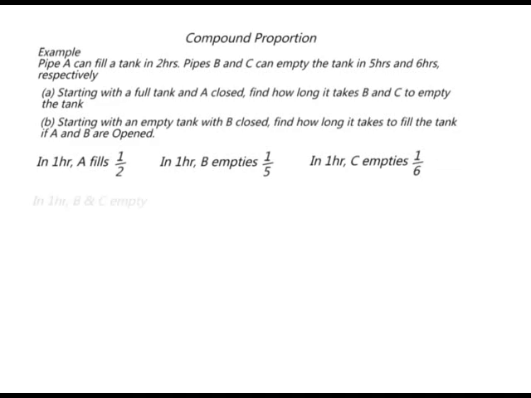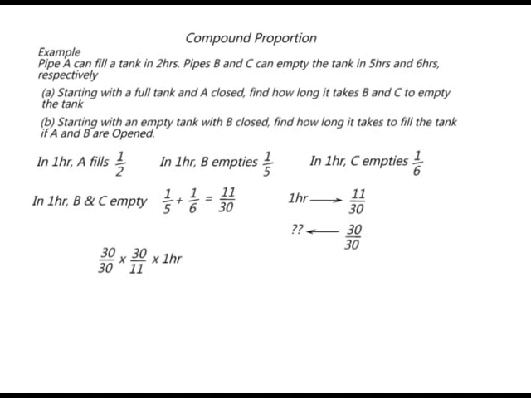And so A, if B empties 1 over 5 in 1 hour and C empties 1 over 6 in the same 1 hour, what fraction will they empty if they are combined? We simply add those two fractions. 1 over 5 plus 1 over 6 will give us 11 over 30. And so in 1 hour, they will empty 11 over 30. How long does it take them to empty 30 over 30? So 1 hour is equivalent to 11 over 30. How about 30 over 30? We do 30 over 30 times 30 over 11 times 1 hour. And that will give us 30 over 11 hours, which is equal to 2 and 8 over 11 hours.